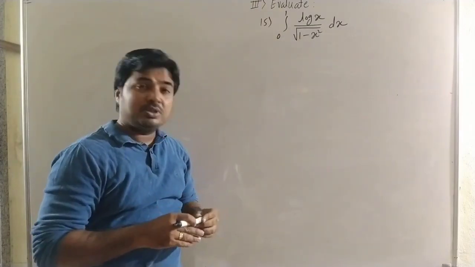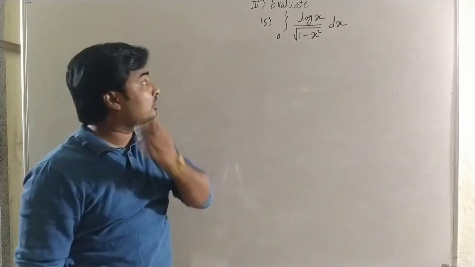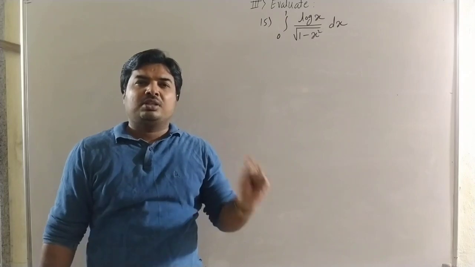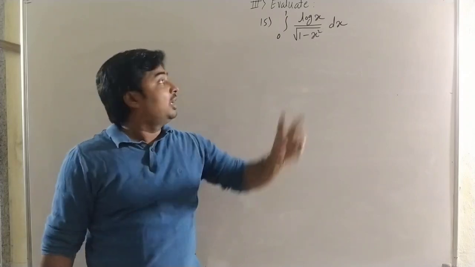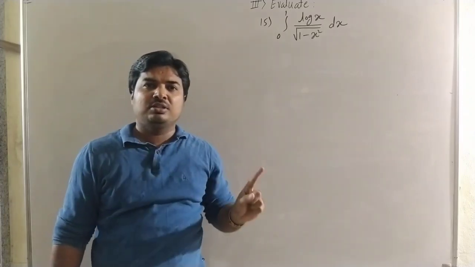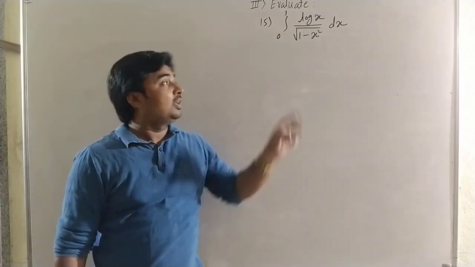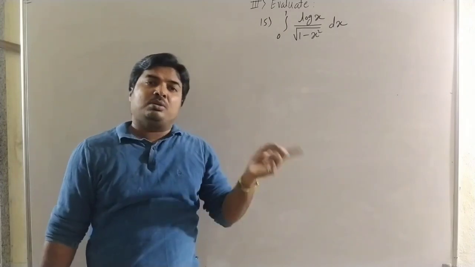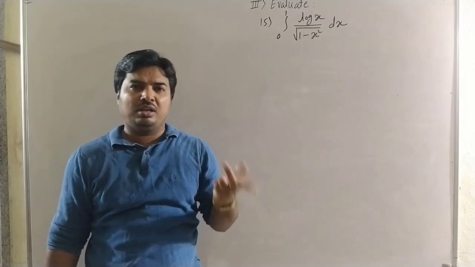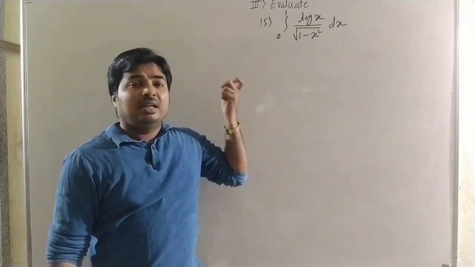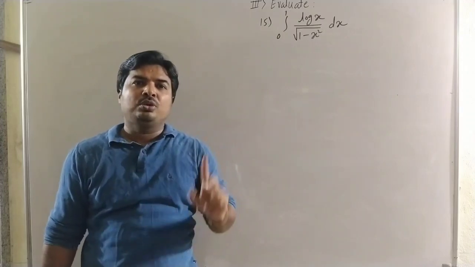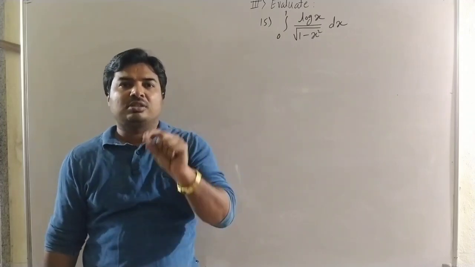Under root 1 minus x square, that means here we use the special substitution for the under root. That means under root a square minus x square, we put x is equal to a sin theta or a cos theta. When under root a square plus x square, then we put x is equal to a tan theta or a cot theta. When under root x square minus a square, then we put x is equal to a sec theta or a cosec theta. And when under root there is a minus x or a plus x, we put x is equal to a cos theta.